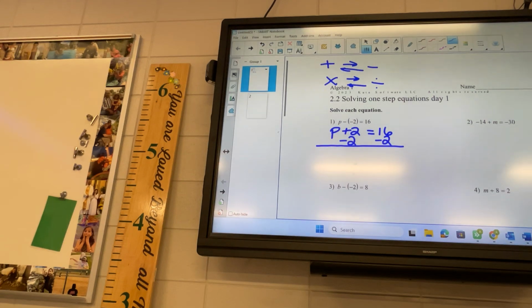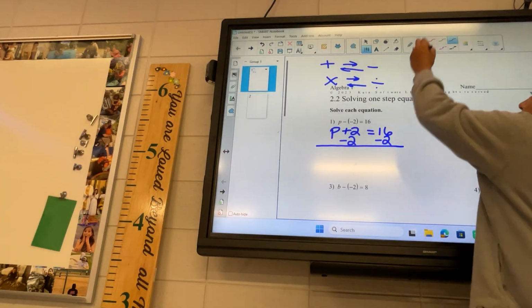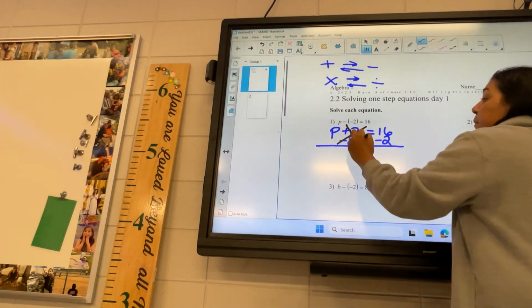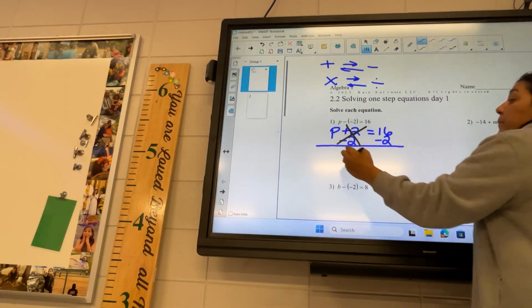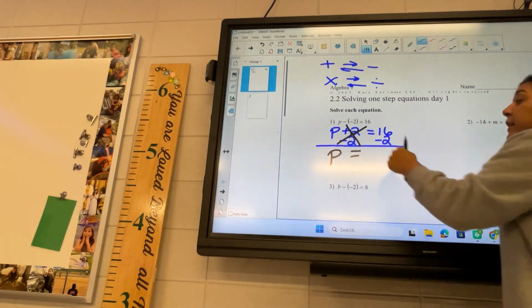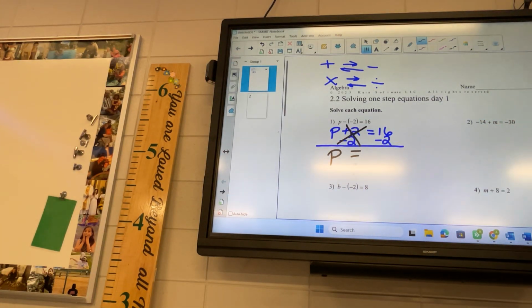Now, what is plus 2 minus 2? It's 0. That's how something cancels out. Cancel does not mean it just disappears. Cancel is 0. That's what happens. So these ones do in fact cancel out because they become 0. So we're going to get p equals, what is 16 minus 2? 14.